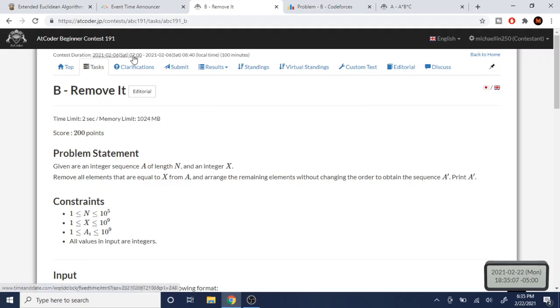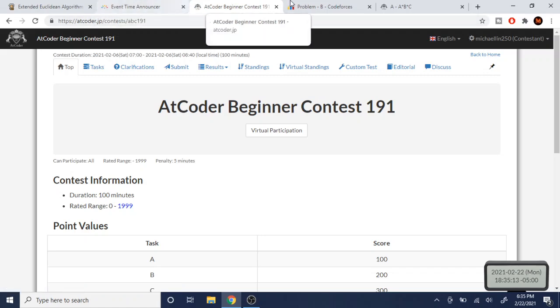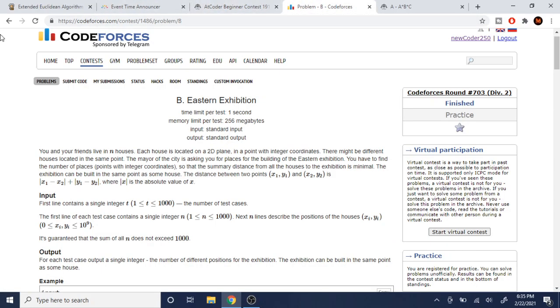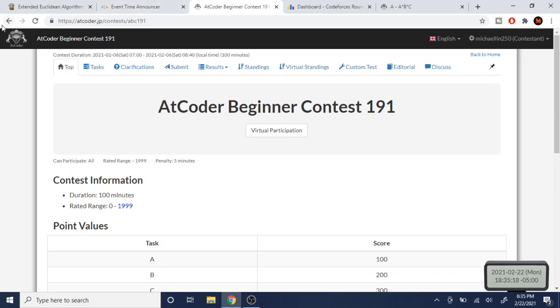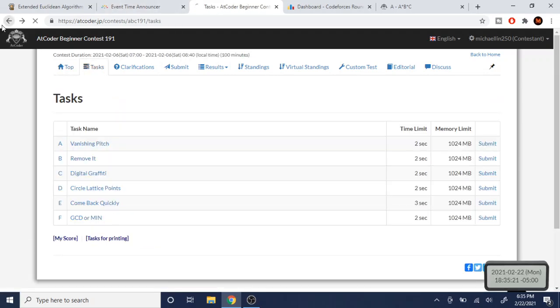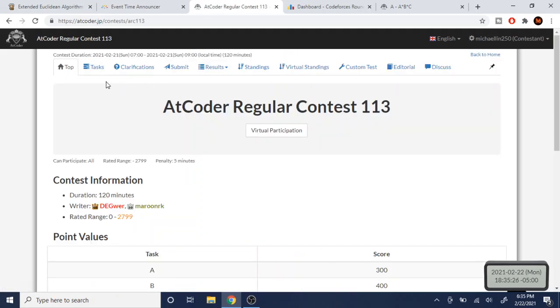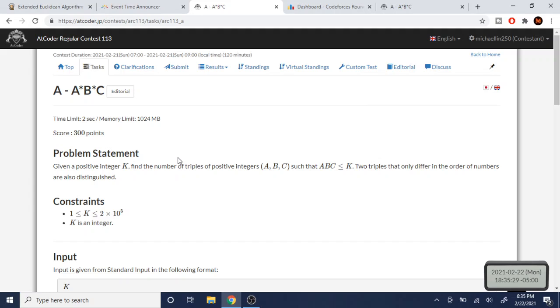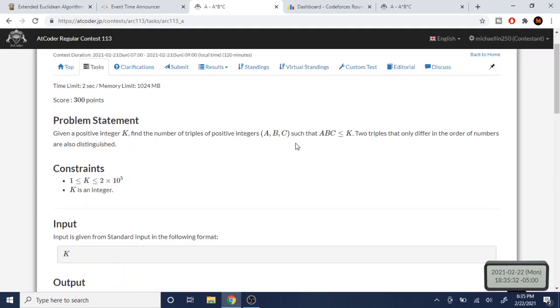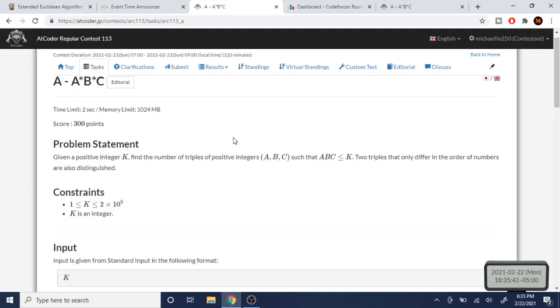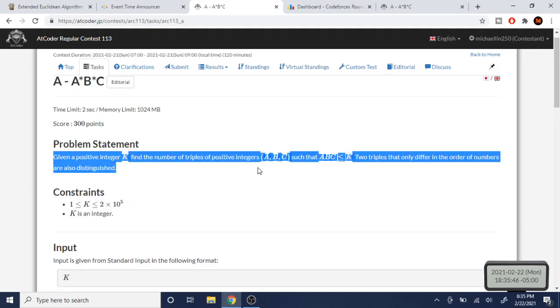Another reason why I think AtCoder is better than Codeforces is that AtCoder has a lot of math problems. Codeforces is starting to change by incorporating more math problems, but a lot of AtCoder problems are really just math. I think the reason is that the Japanese really love math. But anyway, if we go to AtCoder Regular Contest 113, here: find the number of triplets A, B, and C such that A, B, C is less than or equal to K, and two triplets are distinguished only if they differ in one. See, that is very hard. These are combinatorics problems, math combinatorics problems.